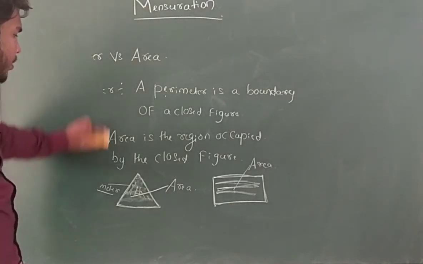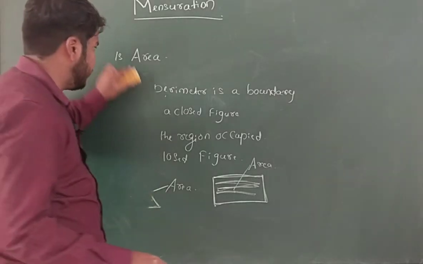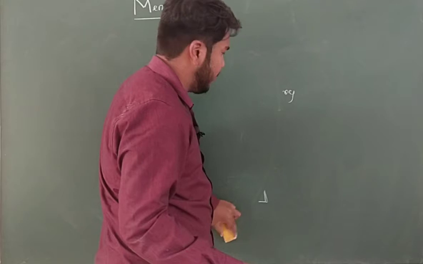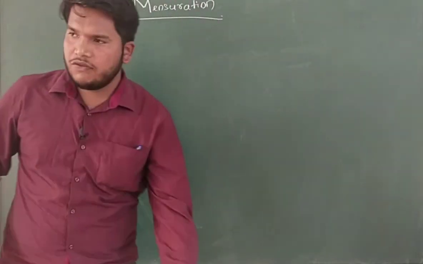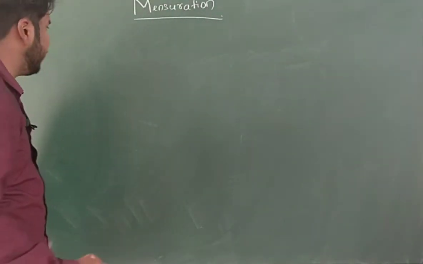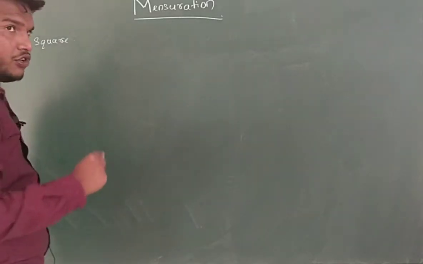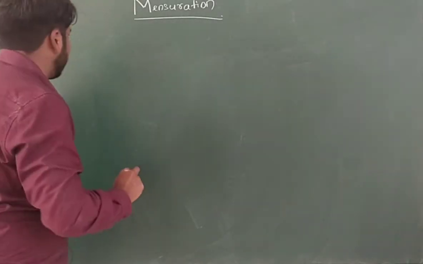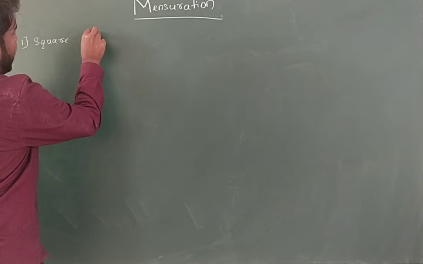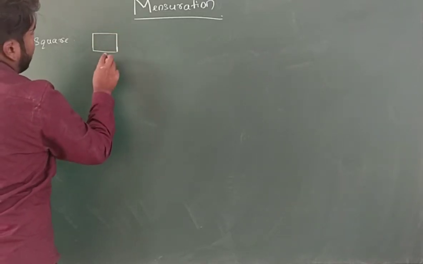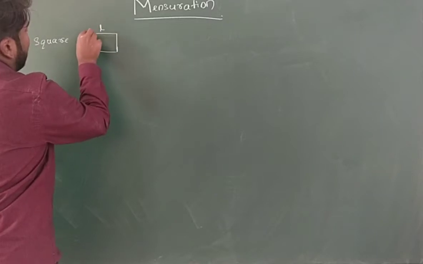Now you are going to study the basic formulas as you have learned in the previous class. The first one we go with is the square. The basic formula in mensuration you are going to study is for the square. So I will draw the shape. This is a square, and this side is taken as L.